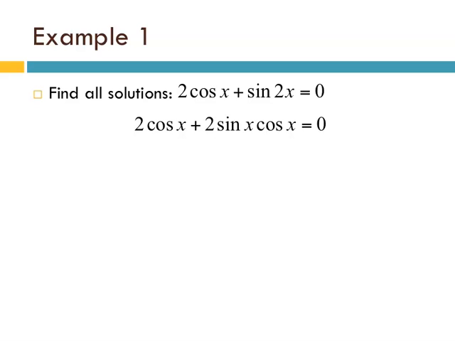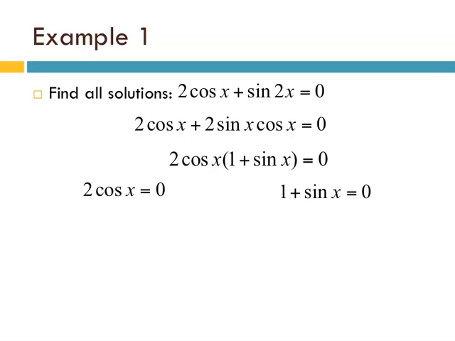So in fact, not just the cosine of x, but we also have a 2 that we can factor out as well. So 2 cosine of x, parentheses 1 plus sine of x. And now we can take each of those factors, set each equal to 0. So 2 cosine of x equals 0, 1 plus sine of x equals 0. And then we can solve each of those.